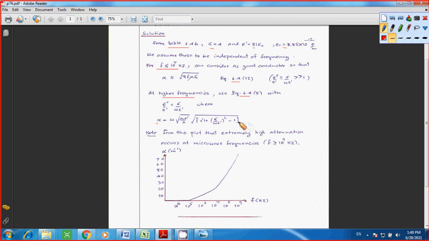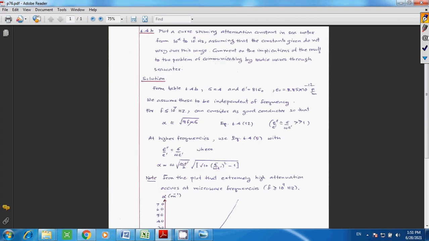Okay, just use the spreadsheet or Excel to plot this. This is what I got. This is your attenuation constant, and this is the frequency, so 10 to the 4th to 10 to the 9th. So the plot looks like this for the attenuation constant with different frequencies.